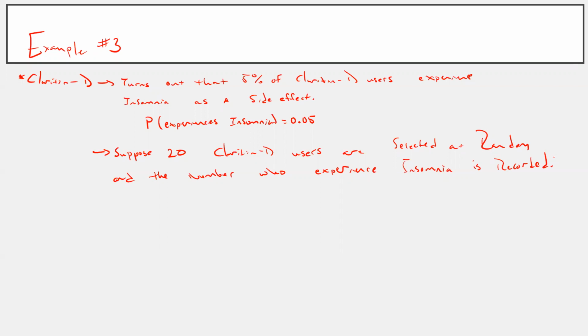So now here's the thing. When I talk to the 20 people, do I know exactly how many of them are going to experience insomnia? No, I don't. It could be one, it could be 20. I don't know. It could be zero. All right, so I'm going to define this variable. I'm going to let X be equal to the number who experience insomnia in exactly 20 Claritin D users.